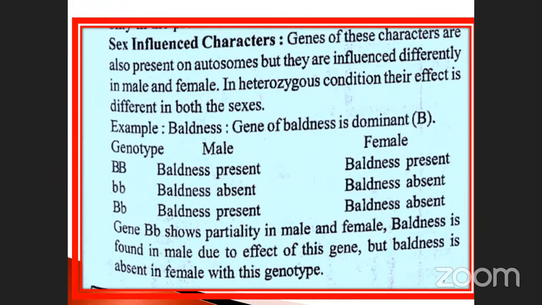See that this is capital B homozygous dominant, and small b homozygous recessive. So it expresses in both the sexes, male as well as female. But small b is a recessive character, it will not indicate baldness in both the sexes. But at the same time, in a heterozygous condition, it differs.